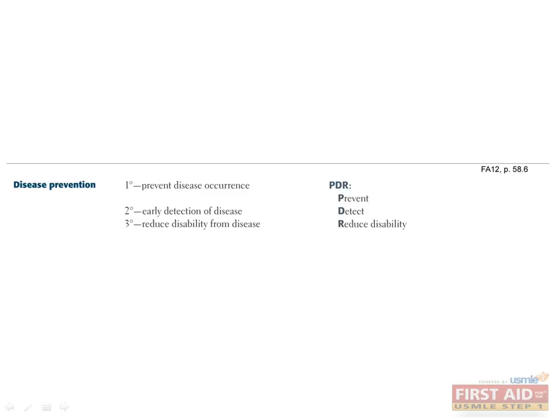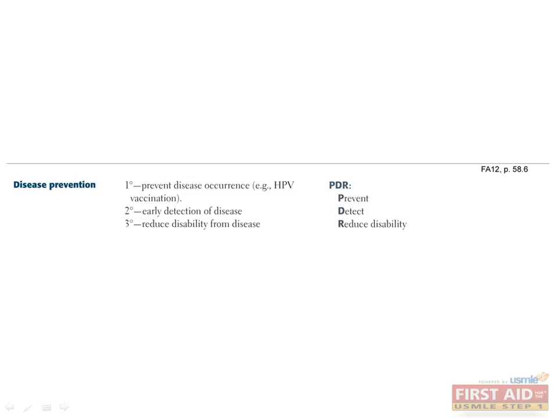Turning to epidemiology now, let's discuss disease prevention. Disease prevention is divided into 3 tiers and can be remembered by the mnemonic PDR, which stands for Prevent, Detect, and Reduce Disability. Primary disease prevention is aimed at preventing disease occurrence to decrease both the incidence and the prevalence of disease. Can you think of examples of primary disease prevention? Examples of primary disease prevention include vaccines and hand washing.